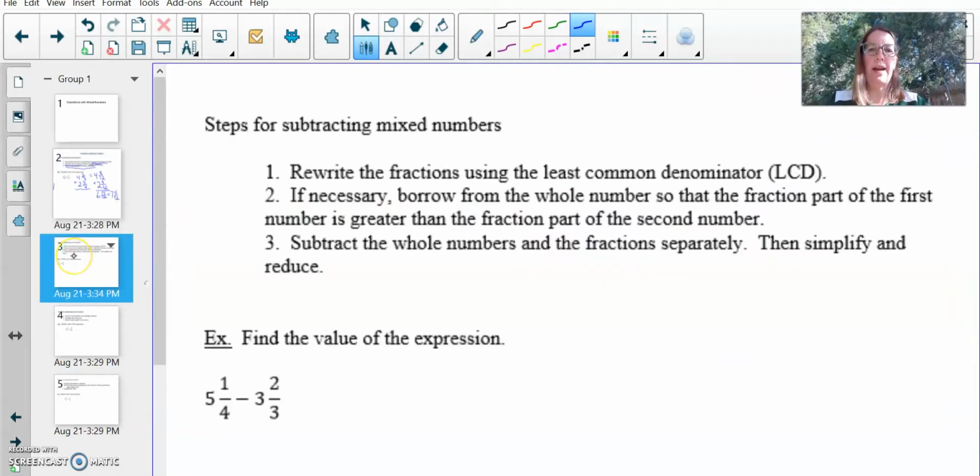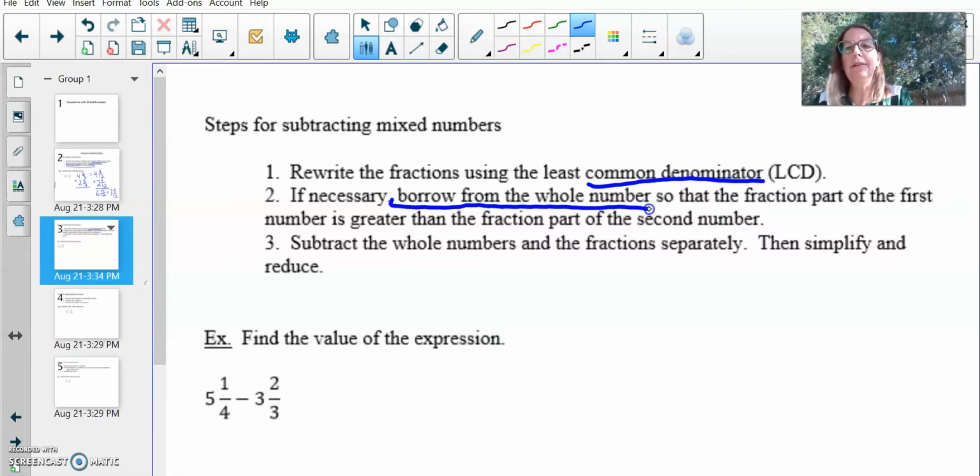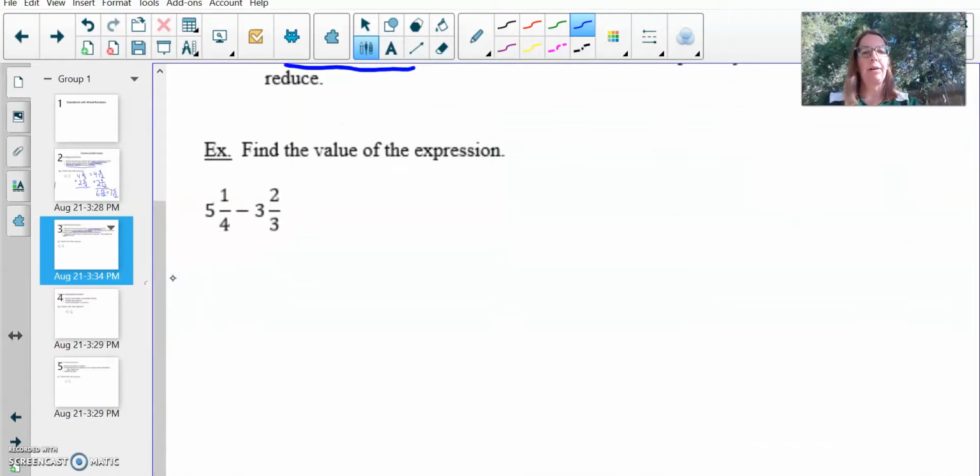Okay, for subtraction, similar idea. We have to start by getting a common denominator. Sometimes with subtraction, we might have to borrow from the whole number so that the fraction of the first number is bigger than the fraction of the second number. And then once we have it, we can go ahead and subtract the whole numbers and the fractions separately, and then we're going to simplify and reduce. So here's our example. 5 1/4 minus 3 2/3.